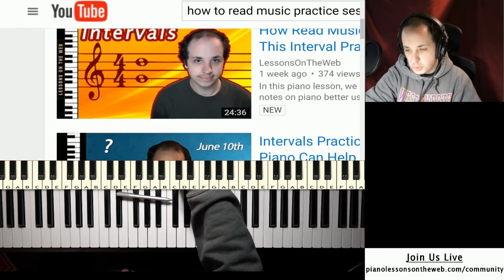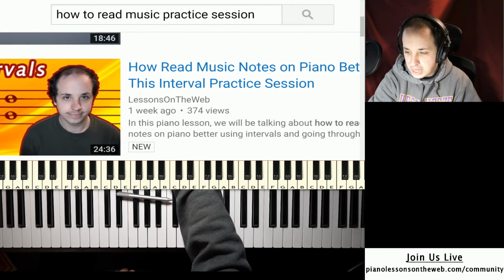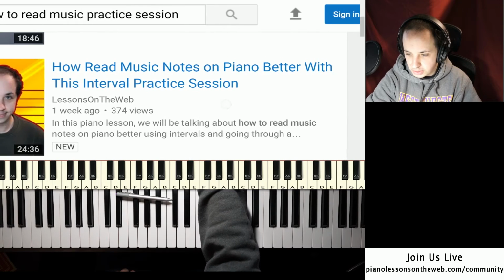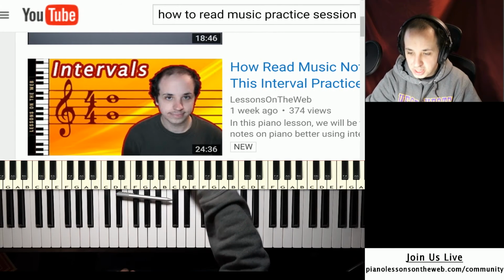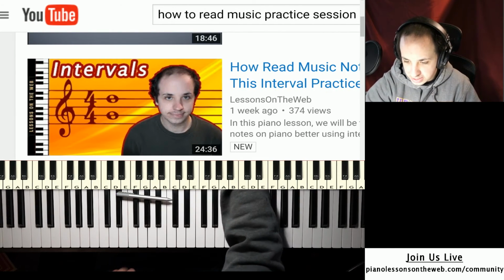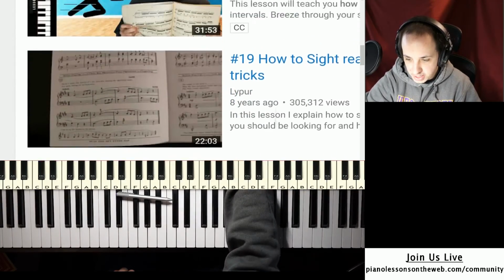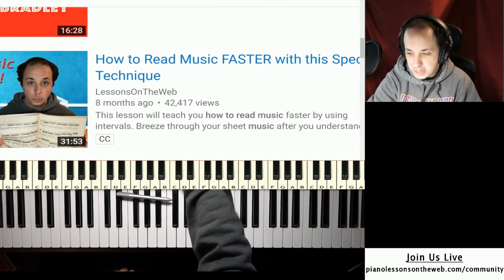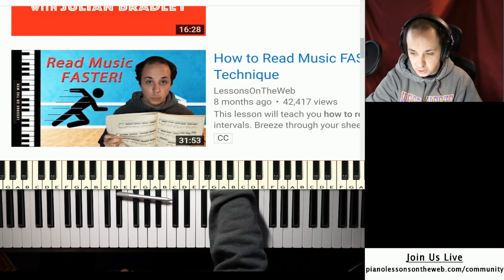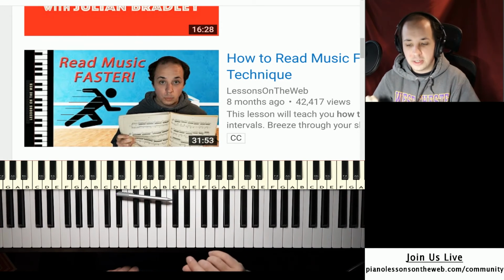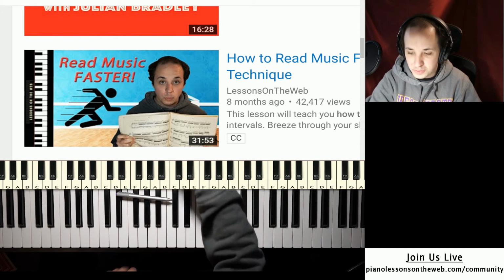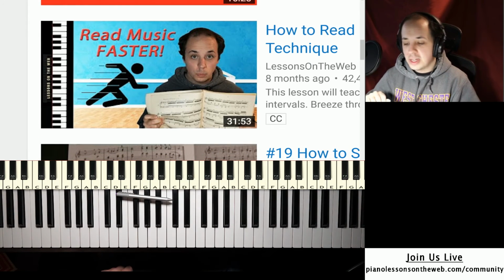Well, there's one on intervals. So if you want to check out how to read music notes on piano better with this interval practice session, I actually recommend you check that lesson out after another one I'm going to suggest. Here, this one, how to read music faster with this special technique. You want to read this one faster? You do this one first. Watch this one first. That's the words I'm looking for.